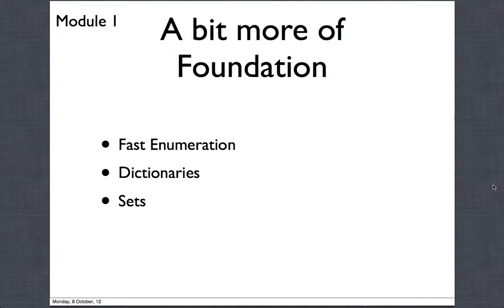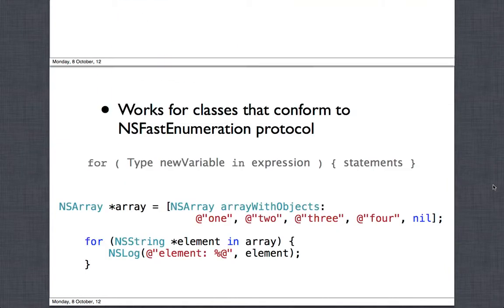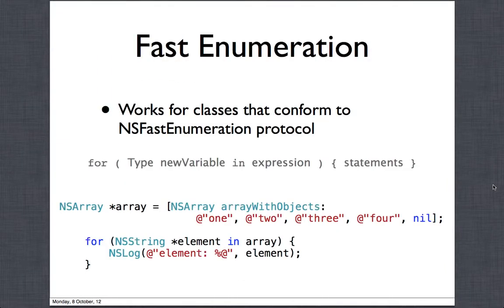Okay, so this is module 1. We're going to talk a bit about Foundation. This is the most boring part of this lecture, but bear with me. There are 3 things that we need to cover. First is fast enumeration. The idea is simple. When you have something like an array, a dictionary, basically some structure with a lot of elements, then you often have to go through all the elements and maybe print them, maybe get some information, whatever.